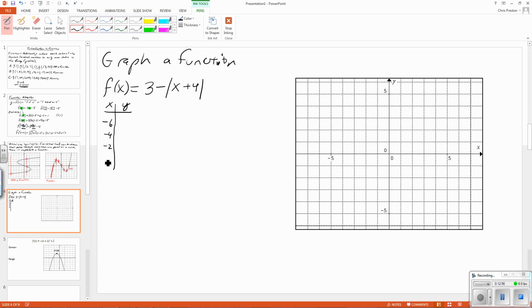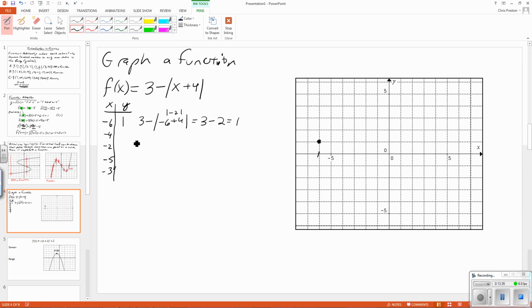Okay, we'll try -5 and -3 as well. Just like when we're graphing regular equations, what you want to do is plug these in and see what happens. So 3 minus |-6 plus 4|. Remember your order of operations, you do inside the group first, so that's -2, the absolute value of -2, which would give you 3 minus +2. The negative is because of the negative outside, but the absolute value of -2 is +2, so that would be 1. So -6, 1, there's a spot.